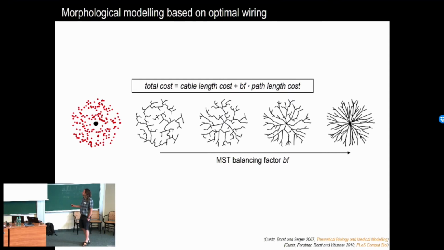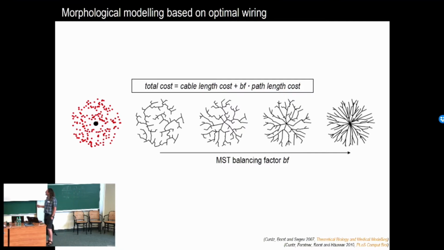Just as an example, if this balancing factor were infinitely large, only the path lengths would matter, and every one of those red inputs would be connected straight to the root. Both the minimum spanning tree and this very high path length tree are unrealistic and are basically not observed in reality. But anything in between, with different balancing factor values, gives possible dendrites. So is this clear to everyone? You really have to ask questions, because this is important.